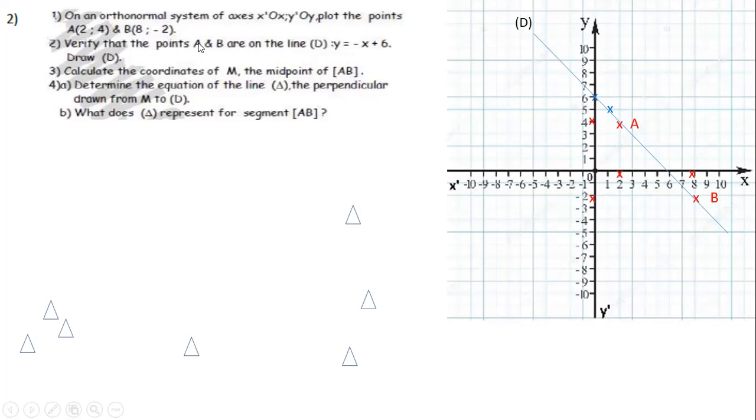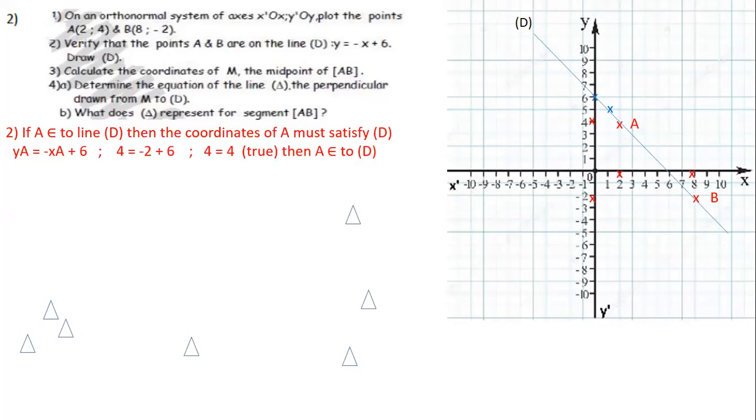Mehdi, can you tell me how can we verify that A belongs to straight line D? What should we do? We should replace the coordinates of A in D. If we get 2 equal sides, then it belongs. If the sides were different, then it doesn't belong, right? Yes. So we should write this in this way while solving.